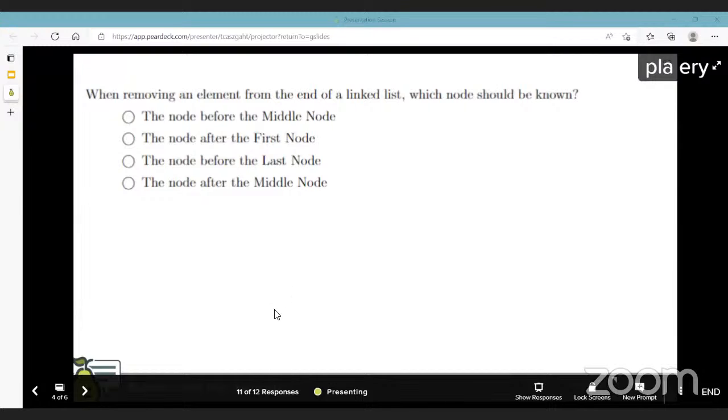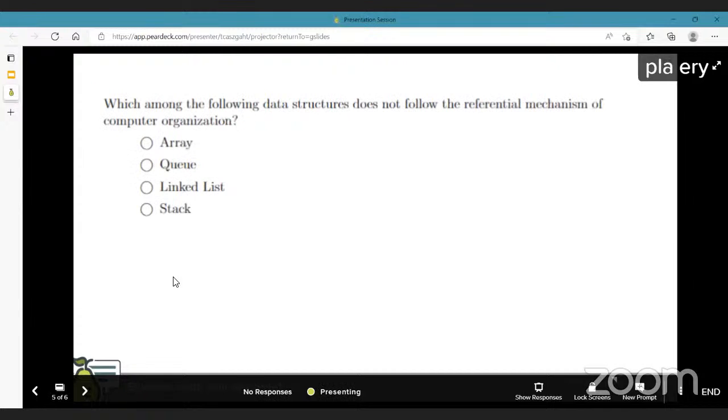Any doubt in this question? Anyone? Okay. So we'll move to the next question then. Which among the following data structures does not follow the referential mechanism of computer organization? Please go ahead and answer.